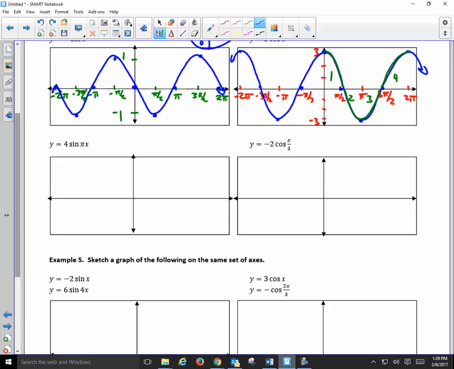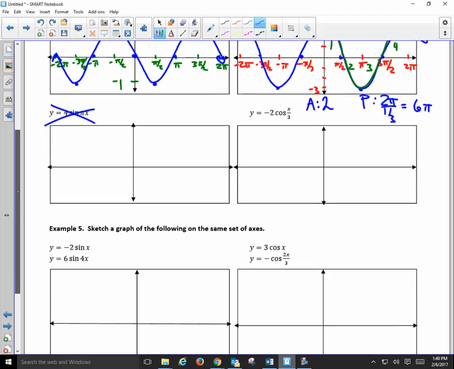Let's skip the 4 sine of pi x and go to negative 2 cosine of x over 3. What is the amplitude? 2. The period? 2 pi divided by what? 1/3, which would make 6 pi. I'll divide 6 pi up. What is 6 pi divided in half? 3 pi. Divide that in half.